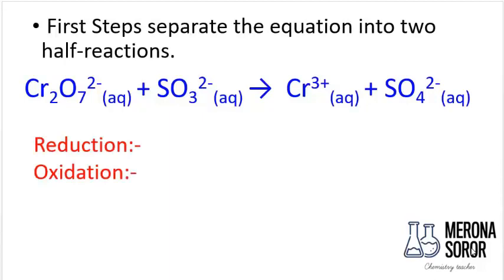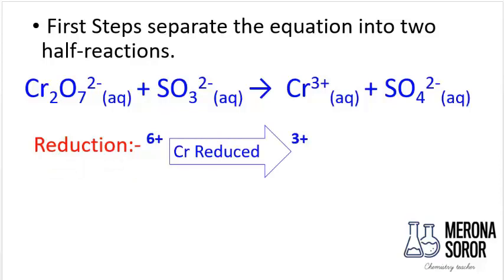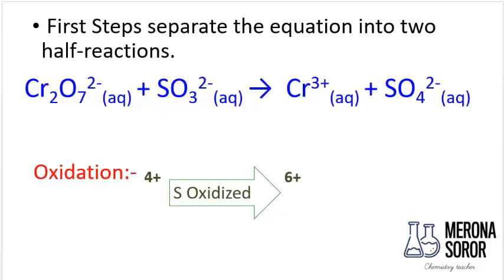In front of you is the equation. We have to separate it into two halves, a reduction half reaction and an oxidation half reaction. So we have to find the species that has been reduced and the species that has been oxidized. As we can see, chromium changes from oxidation state 6 positive into oxidation state 3 positive, so it is reduced. Sulfur changes from oxidation state 4 positive into oxidation state 6 positive, so it is oxidized.